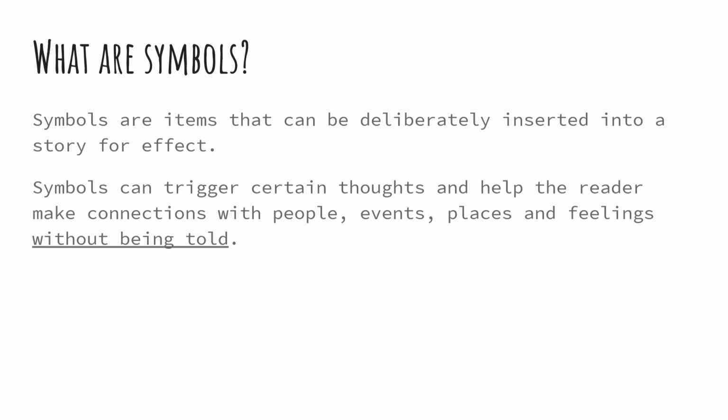So what are symbols? Symbols are items that can be deliberately inserted into a story for effect. And the key word is deliberately. Because you are writing this as a story, as a narrative, as a creative piece, you choose what goes in. And I believe it's very important to emphasize this. As the author, you get to choose. Don't just include things for the sake of including things.